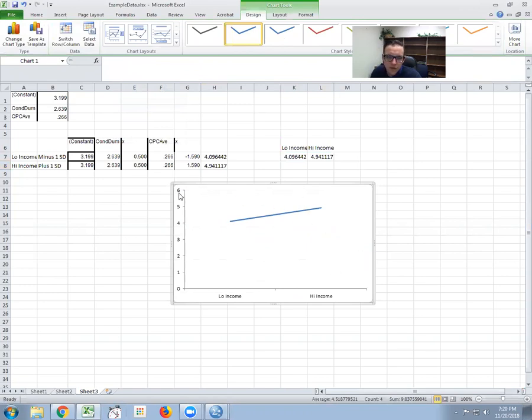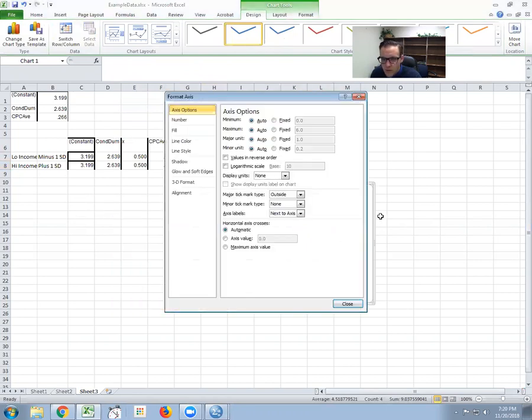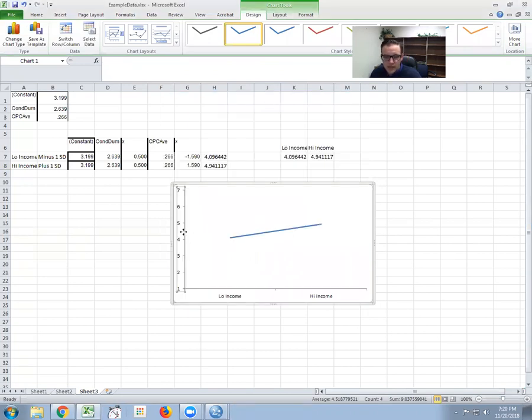So this is APA format. Make sure the axis has the full range of numbers. So I think that the axis values could only be from 1 to 7. So I would go in here, format axis, make the fixed minimum number 1, and the fixed max number 7, and then I close and see it's fixed.